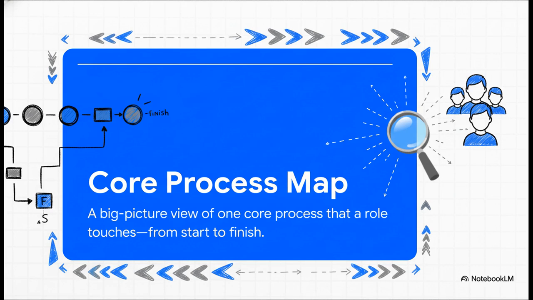Okay, so let's be super clear about what this thing actually is. The key here is that a core process map isn't some ridiculously complicated 10-page flowchart. Nope. It's a high-level, big-picture view of one single core process. Just one. It shows the whole journey from the very beginning to the very end, and that creates a shared language for everyone on the team.